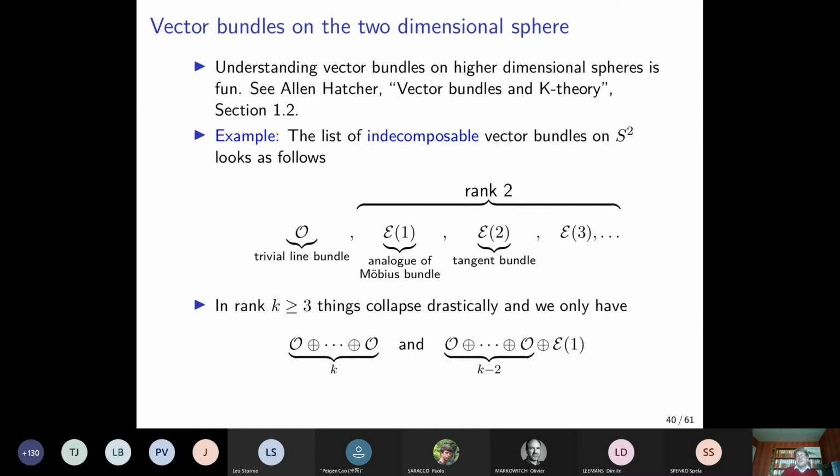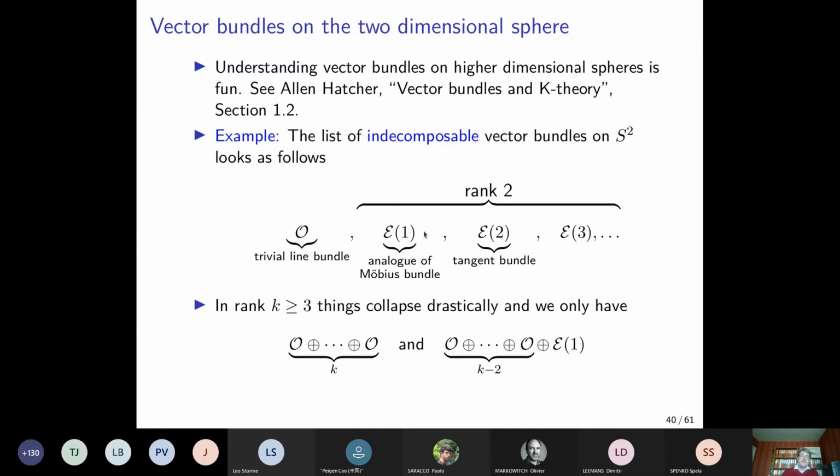So earlier we saw a classification of vector bundles on the circle. It turned out that there were two indecomposable ones, and you could write any other in terms of those. One has a similar result in general. However, the number of indecomposable vector bundles may be infinite. And this happens on the two-sphere.